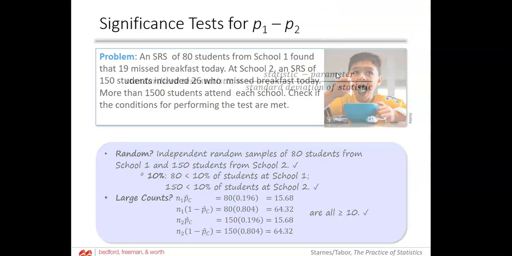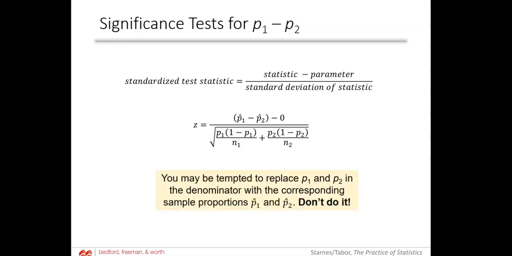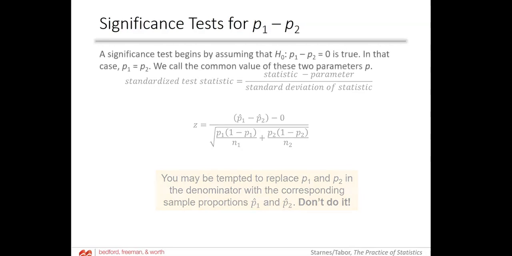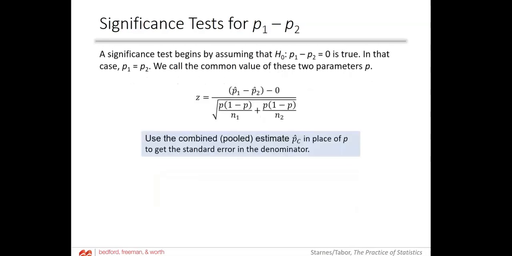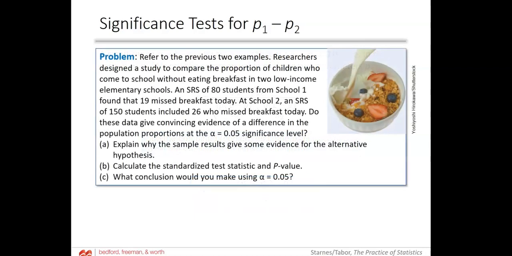Okay, so there's the large counts condition. Standardized test, that's the formula for the z-score. It's called the standardized test statistic. You may be tempted to put P1 and P2 in there, very possible, but we can't. We have to pool those. So that's actually the formula after you've pooled. So that's the one we use for 2-prop z-tests.